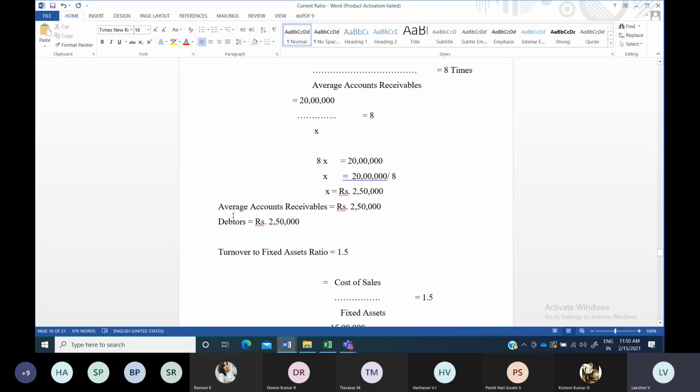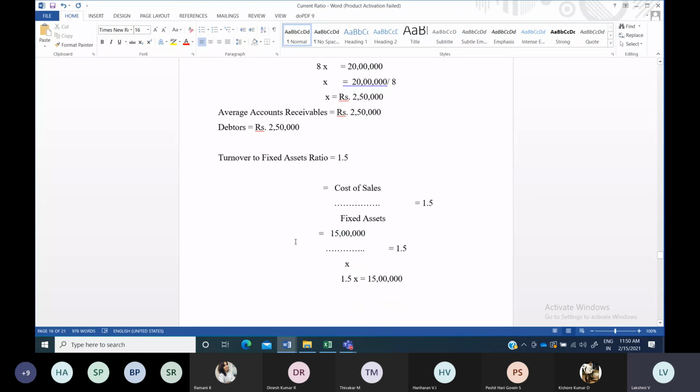Debtors and average accounts receivable are more or less the same terminology, so here we cannot differentiate. Whatever we found out is the debtors amount. So average accounts receivable is the debtors here, and rupees 2,50,000 is what we found out.